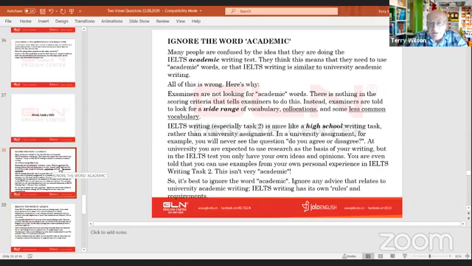So in a university assignment, for example, you will never see the question, do you agree or disagree? At university, you're expected to use research as the basis of your writing. But in the IELTS test, you have your own ideas and opinions. You are even told that you can use examples from your own personal experience in IELTS Writing Task II. And this isn't very academic. So it's best to ignore the word academic. Ignore any advice that relates to university academic writing. IELTS writing has its own rules and requirements.